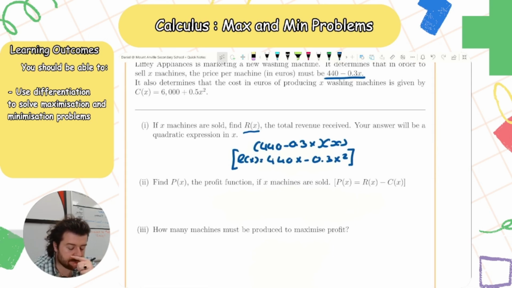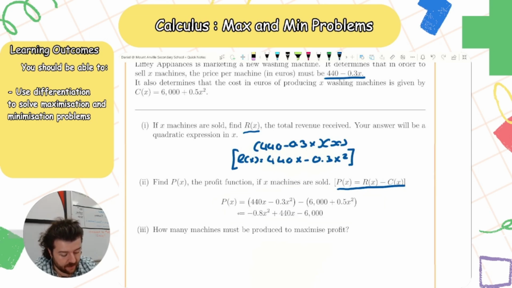Now find P of x, the profit function, if x machines are sold. So the profit would be my revenue minus how much it cost me, how much money I made minus how much it cost me. My revenue function is 440x minus 0.3x squared, and I subtract my cost function here. And I'm left with minus 0.8x squared plus 440x minus 6,000.